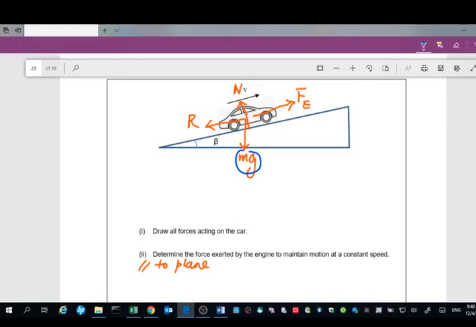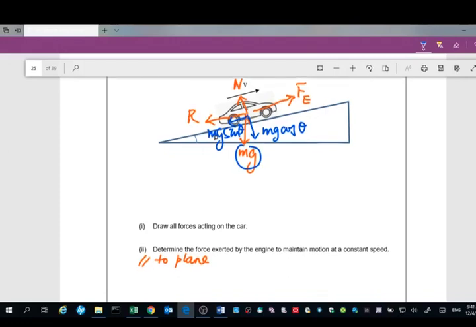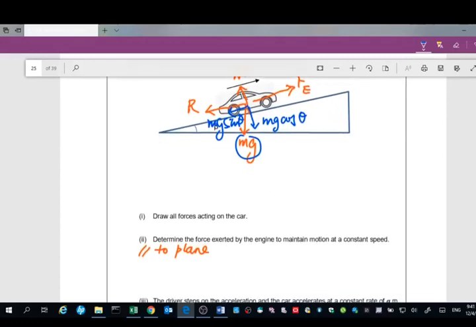You remember in the previous chapter on dynamics, the mg can be resolved into two components. One component perpendicular to the plane, which is mg cosine theta, and the other component parallel to the plane, which is mg sine theta. If you are not sure, you can go back to the previous chapter to revise this. So we have these two components due to the mg: parallel to the plane downwards, mg sine theta, and perpendicular to the plane in the downward direction, opposite to N, mg cosine theta.